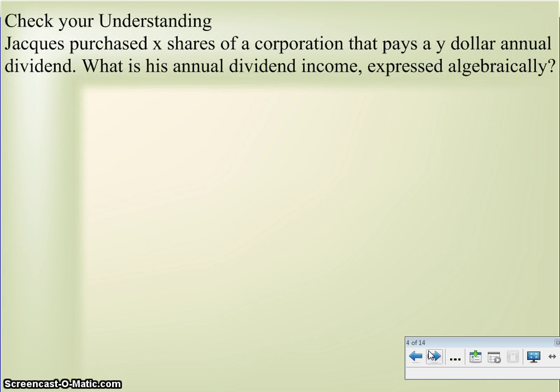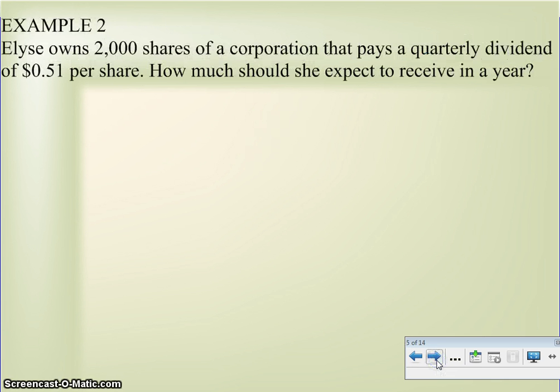All right, please press pause. Go ahead and solve this. When you're ready, come back. Jackie purchased X shares of corporation that pays a Y dollar amount annual dividend. What is the annual dividend income expressed algebraically? Number of shares times the dividend times how often it happens, which is 1. So we're just at X times Y is our algebraic expression.